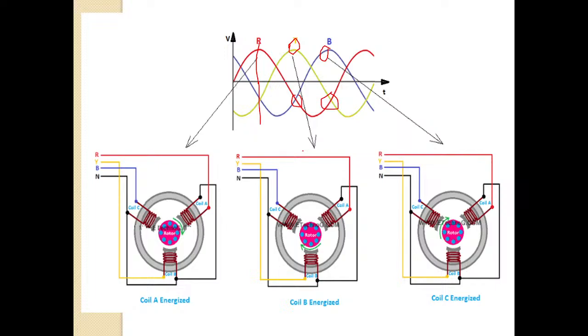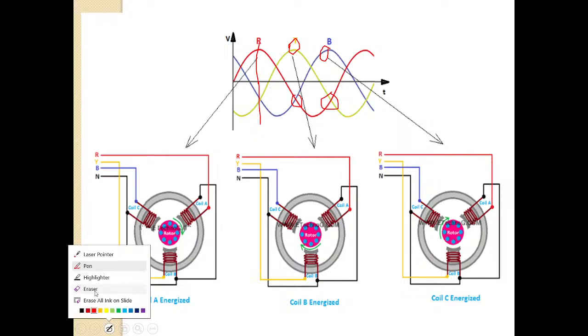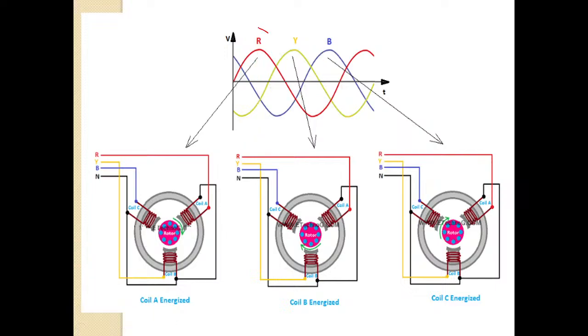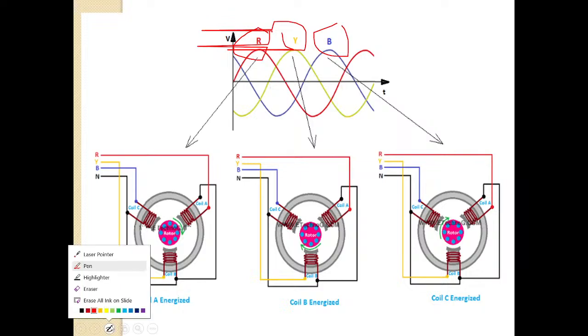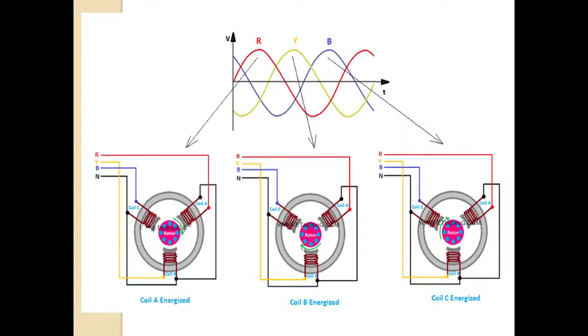We can see R reaches the peak value first, next Y reaches the peak value, next B reaches the peak value, one after another, isn't it? These three phases are reaching their peak values one after another. So this property will help to produce the rotating magnetic field in the induction motor.